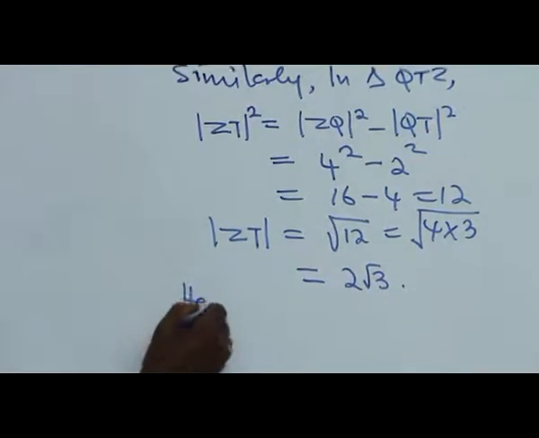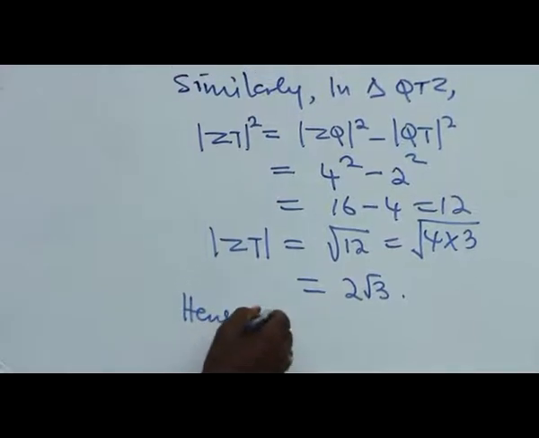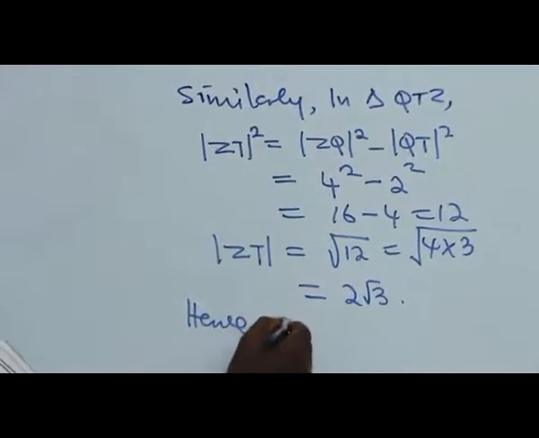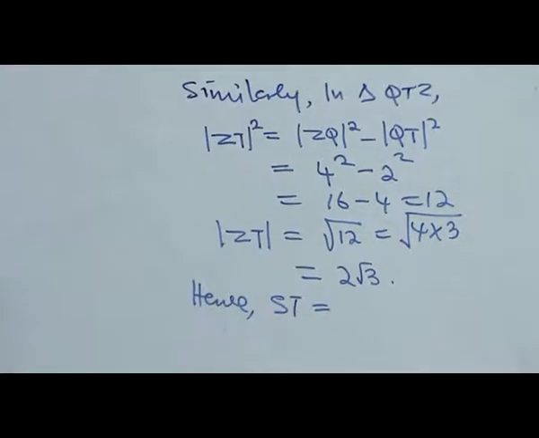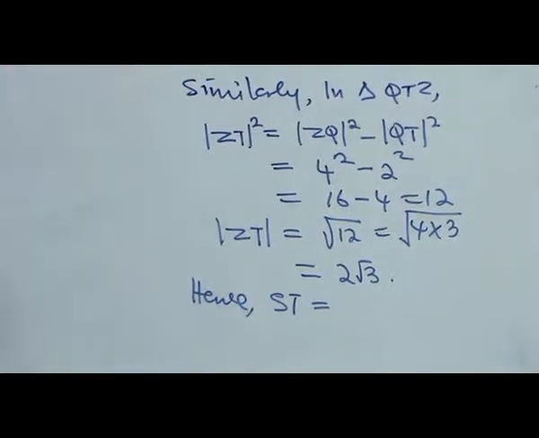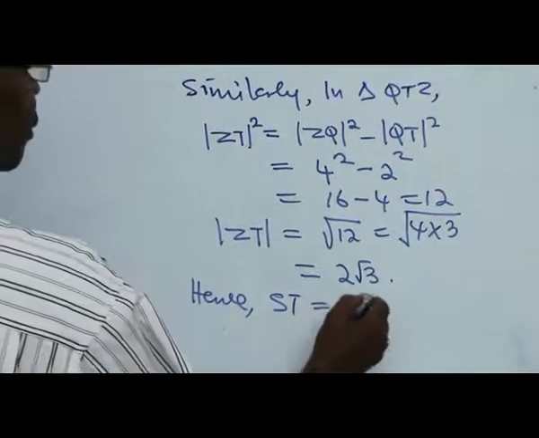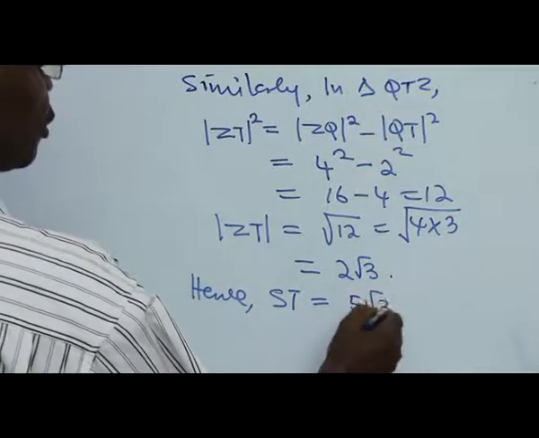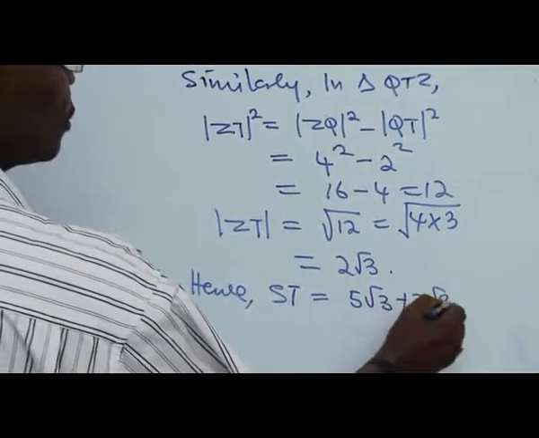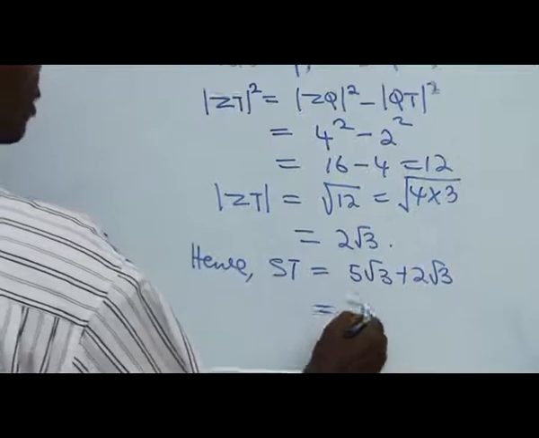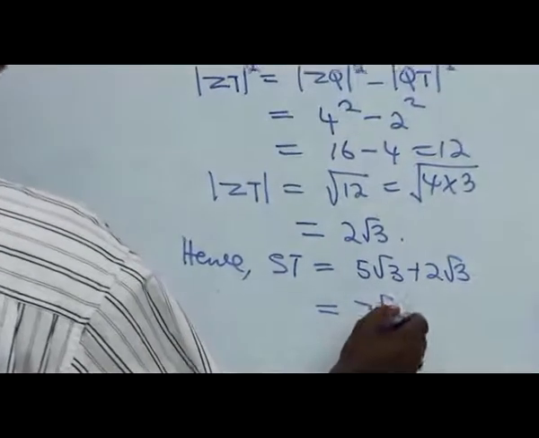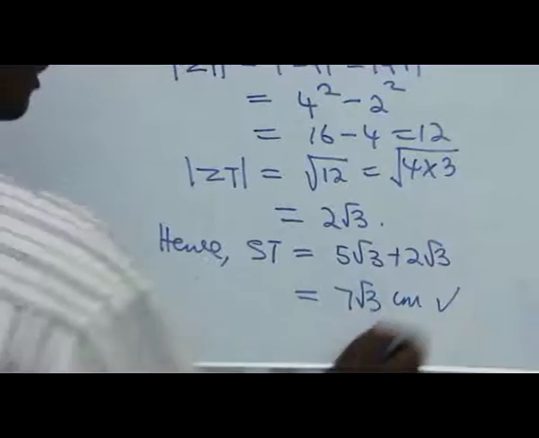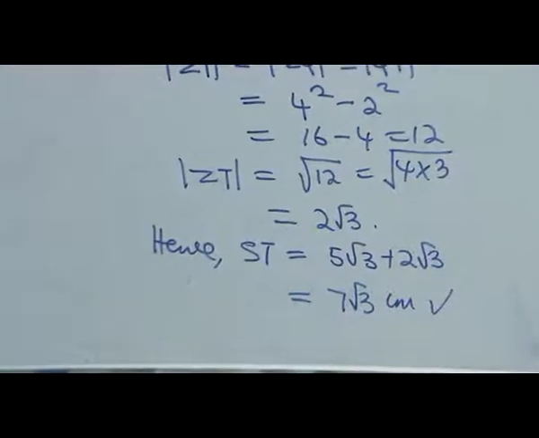Hence, our ST, which we are required to find, is equal to 5 root 3 plus 2 root 3. And that will give us 7 root 3 centimeters. And that will be the solution to that problem.